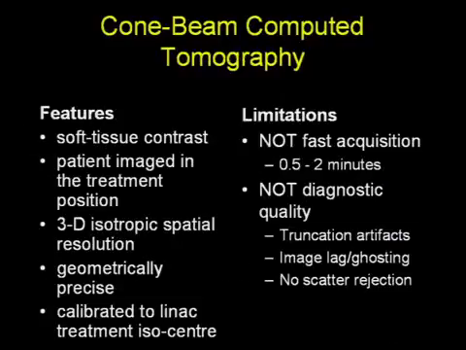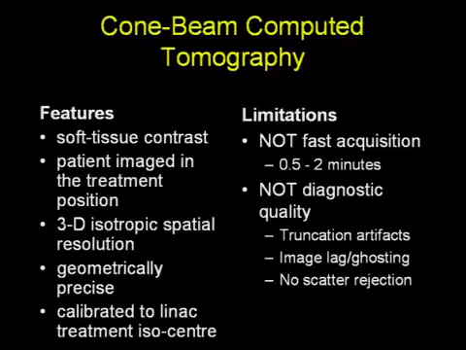So, cone beam CT enables soft tissue contrast visualization at the treatment site, however, does not offer the same quality as diagnostic CT. The patient can be imaged in the treatment position, and the image data sets can be related directly with the treatment isocenter, the radiation isocenter that we try so hard to measure. These devices, being 3D, are geometrically precise, so they provide information not only in the 3 directions, but also rotation information in the 3 directions, and again can be calibrated to the LINAC treatment isocenter.